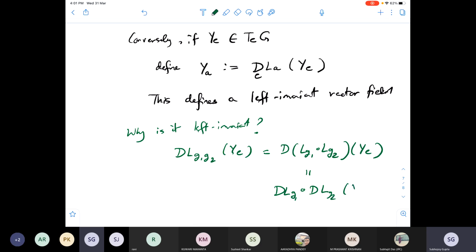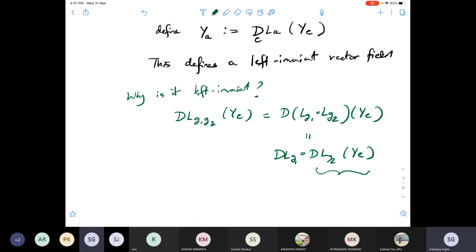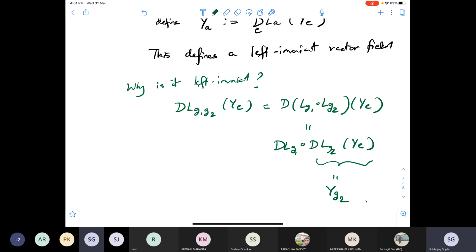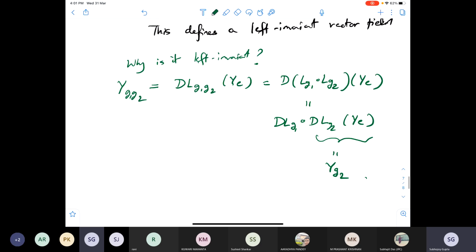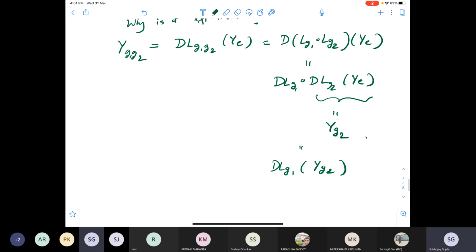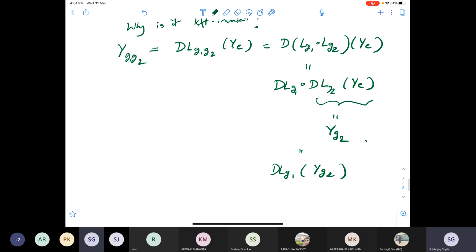So you can write it like this, and now this by definition is Y of G2. And so what does this ensure? Well, this by definition is Y at G1, G2, right? So let me just write this: G1 at Y, G2. So this tells you that the property holds for G equal to G2, right? So this is for all G1, G2 in G.